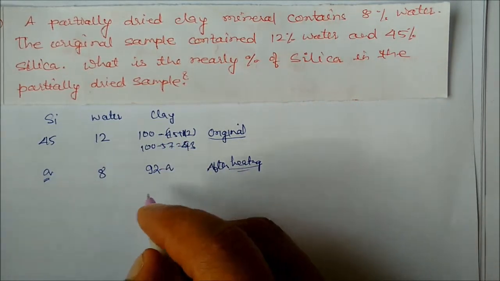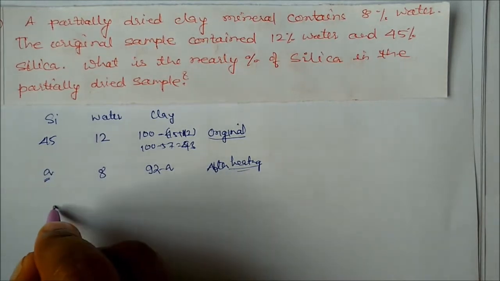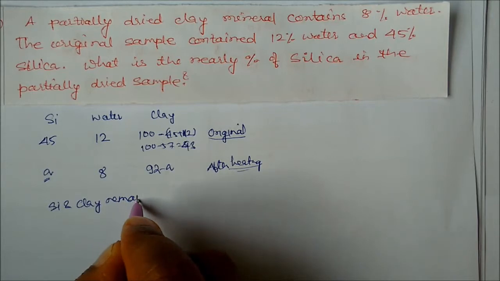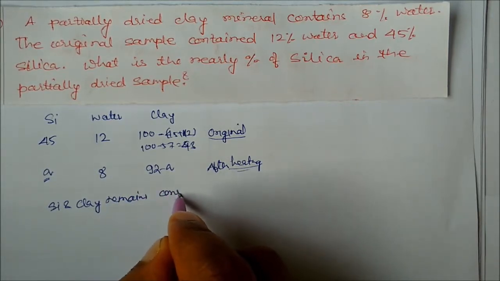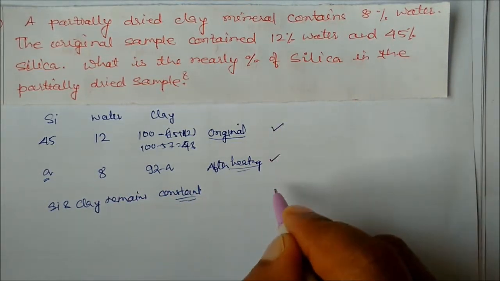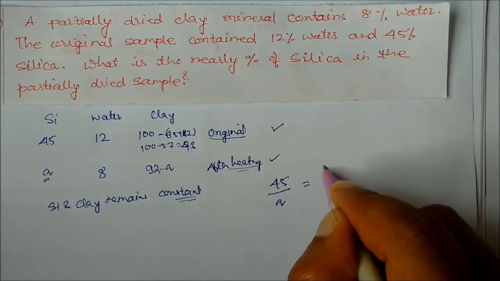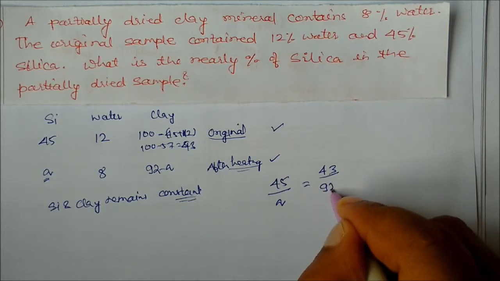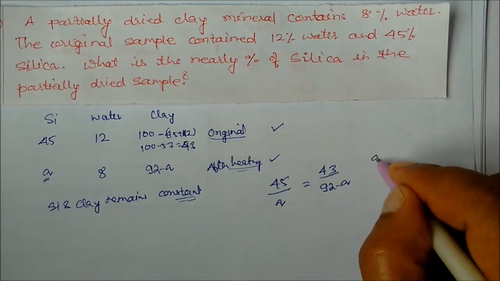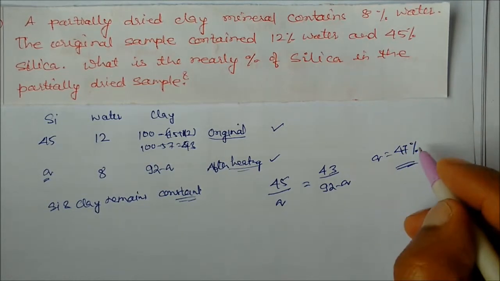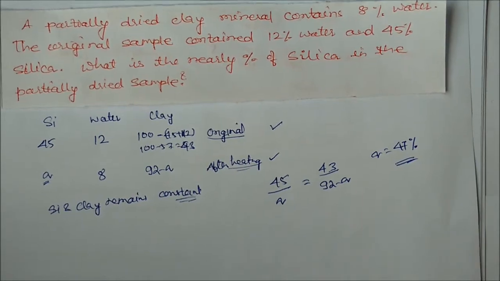Now we can easily find it, because silica and clay remain constant after heating. So we can take this ratio. This is equation 1, this is equation 2. So we will take 45 divided by A is equal to 43 divided by 92 minus A. So we will get the answer A equal to 47%. So this is the way. This is the percentage of silica present in the dried sample.